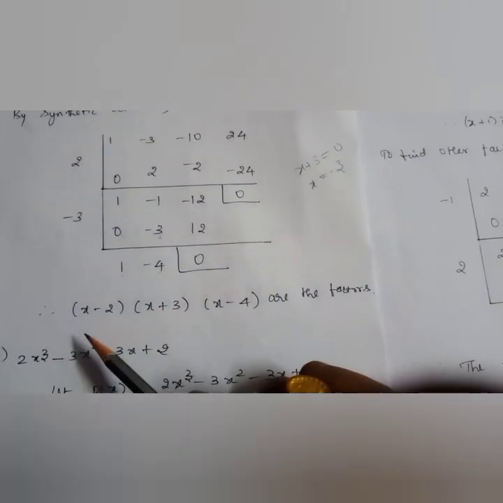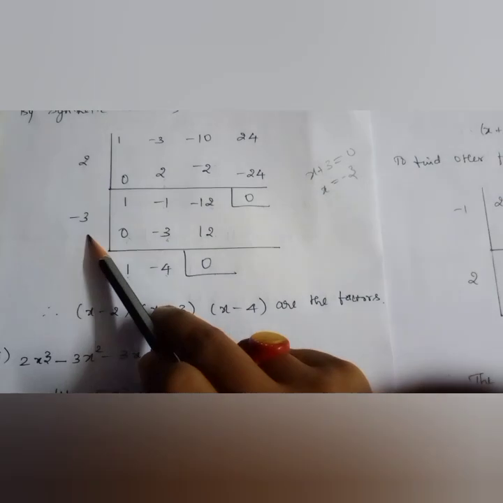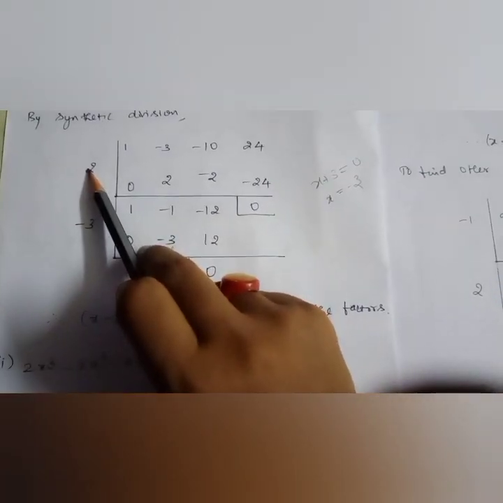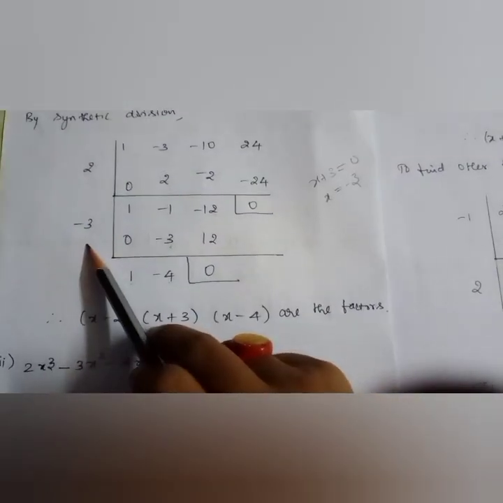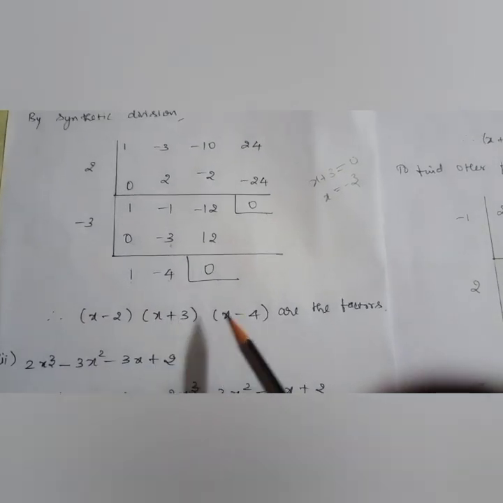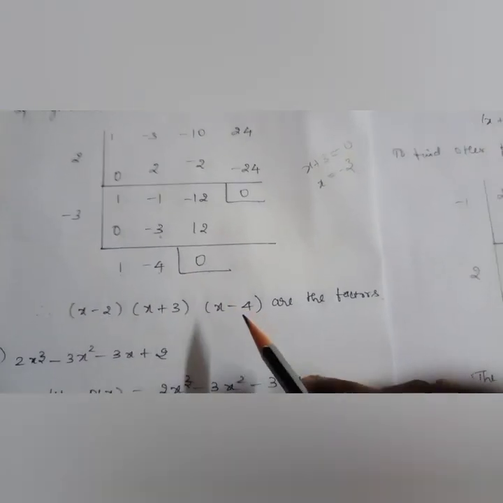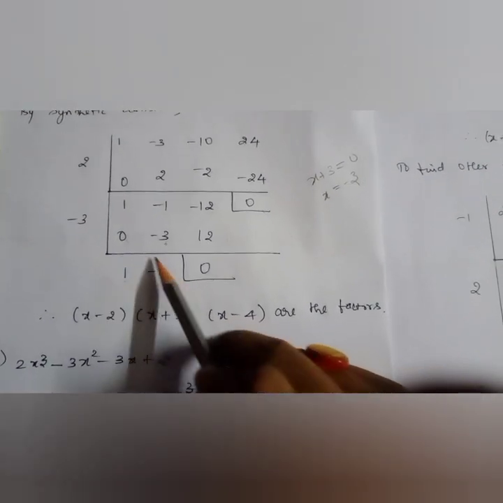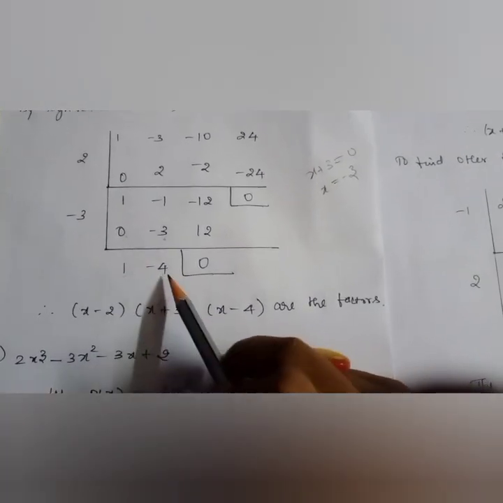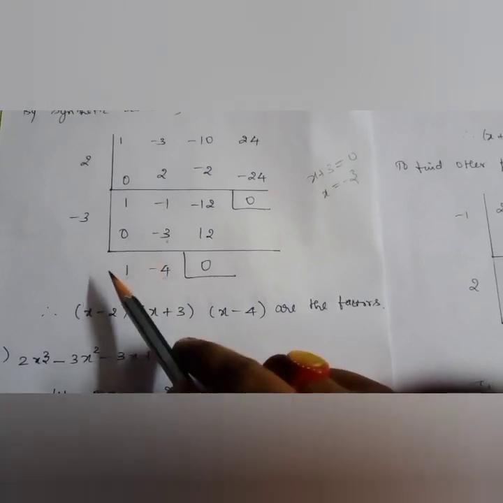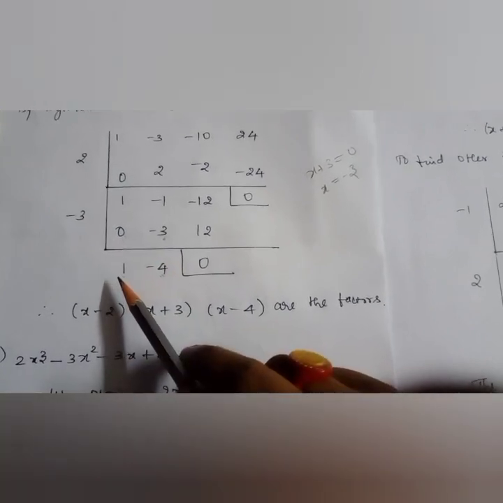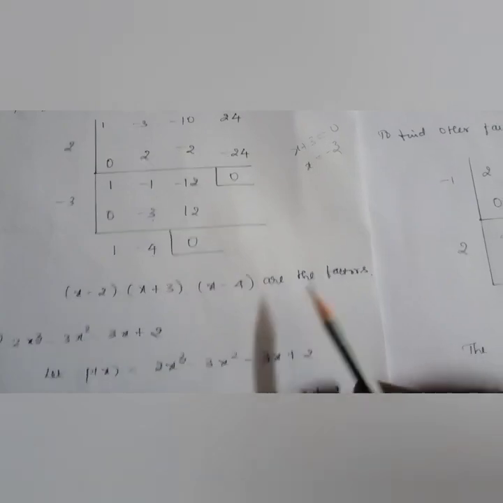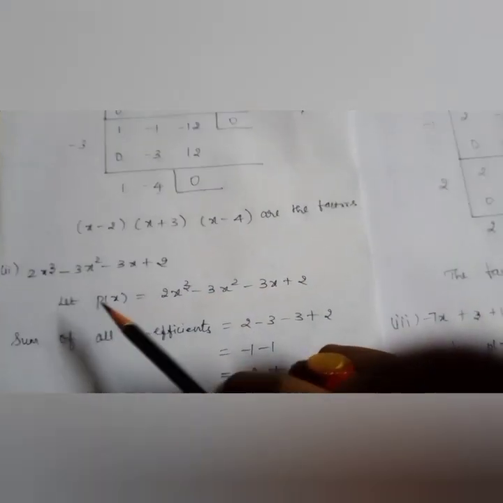Okay, so what are all the factors now? x minus 2, x plus 3, then x minus 3, and this will be x minus 4. How are we taking this? See, when you have the quotient like this, it stands for the constant. The term before the constant term is the x term. So x minus 4 are the factors. Is that clear, children?